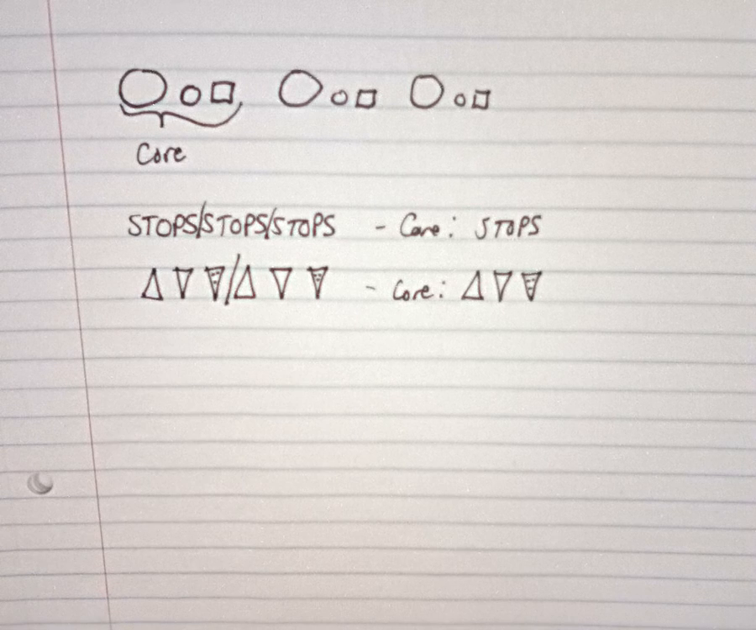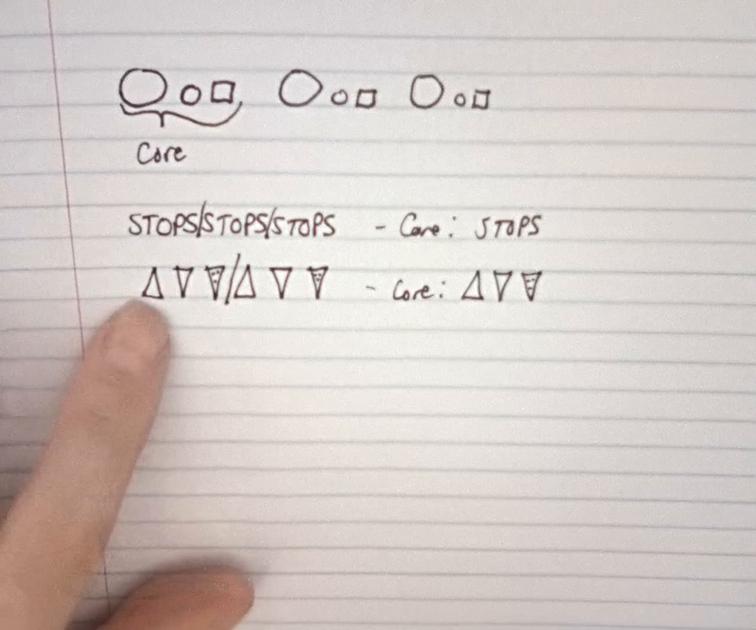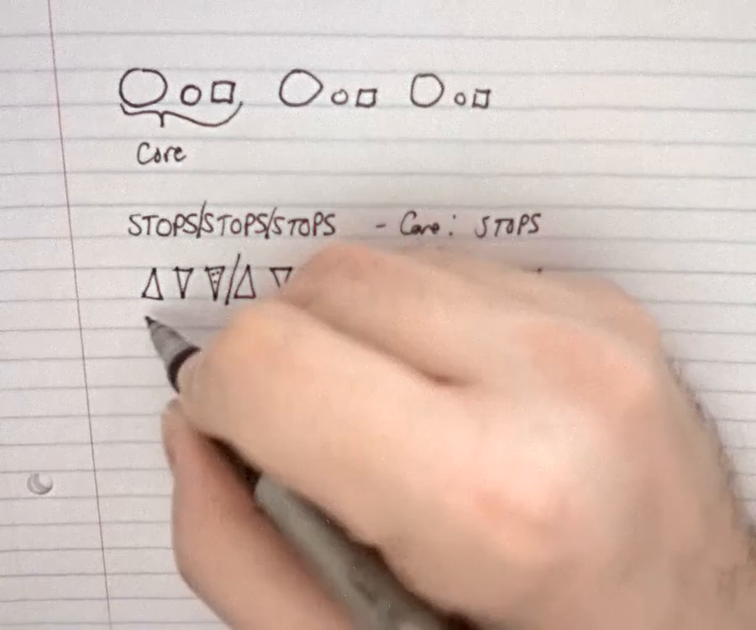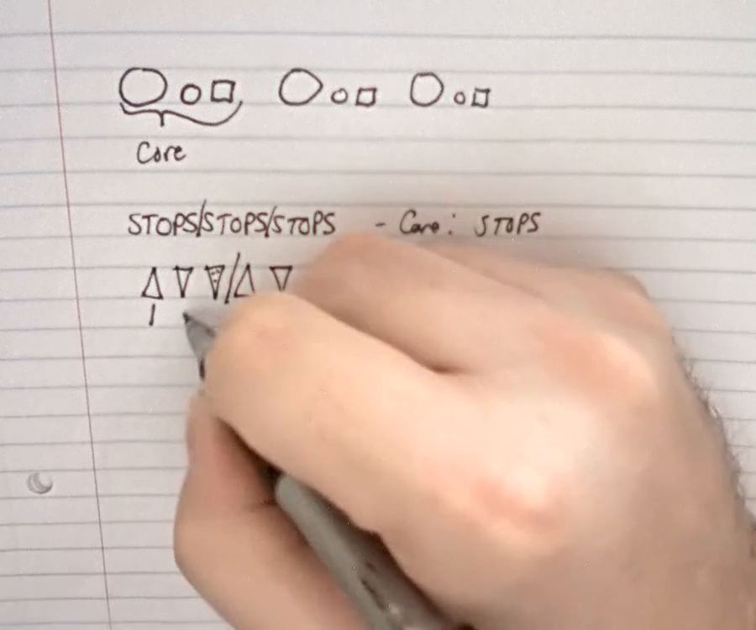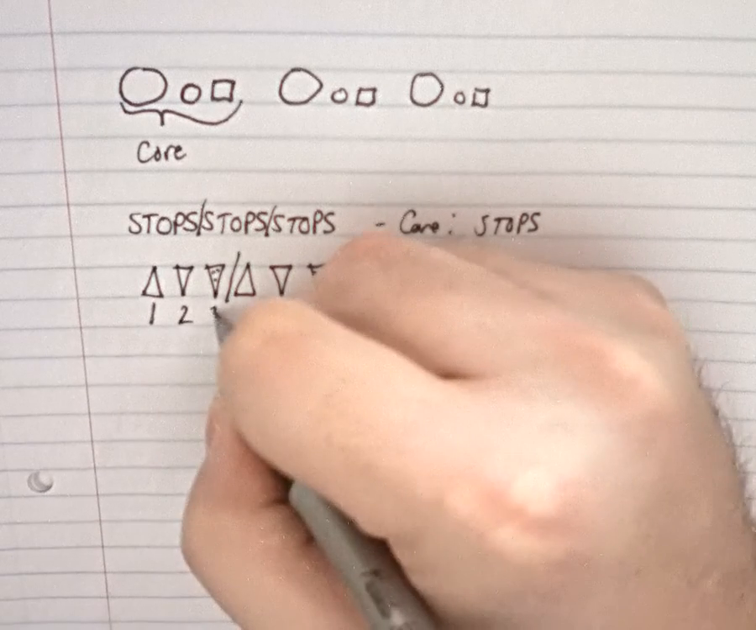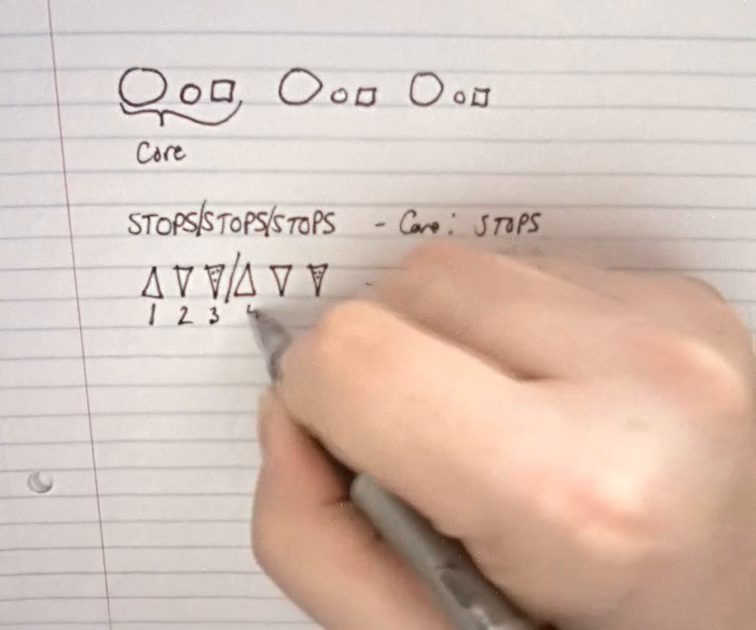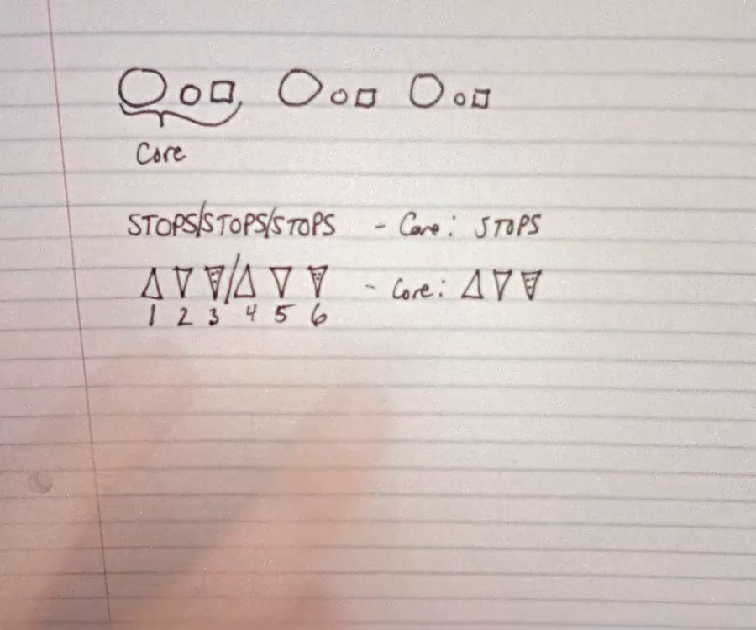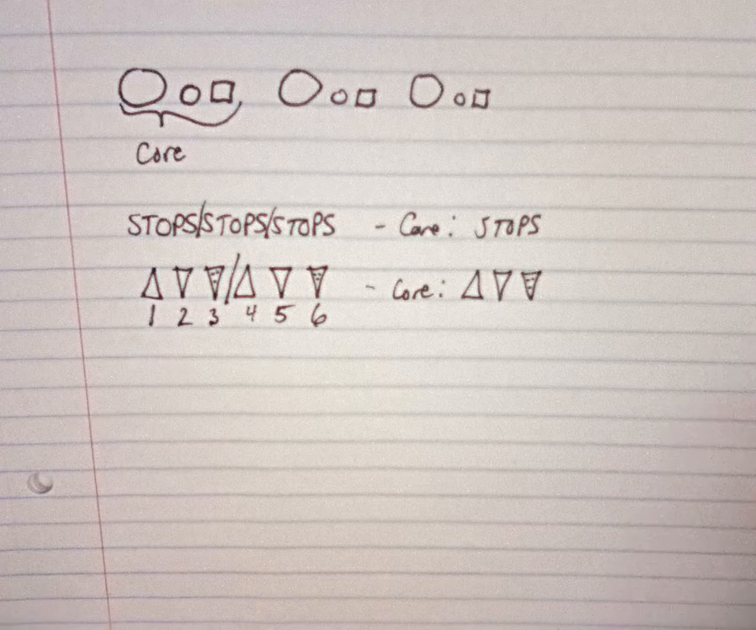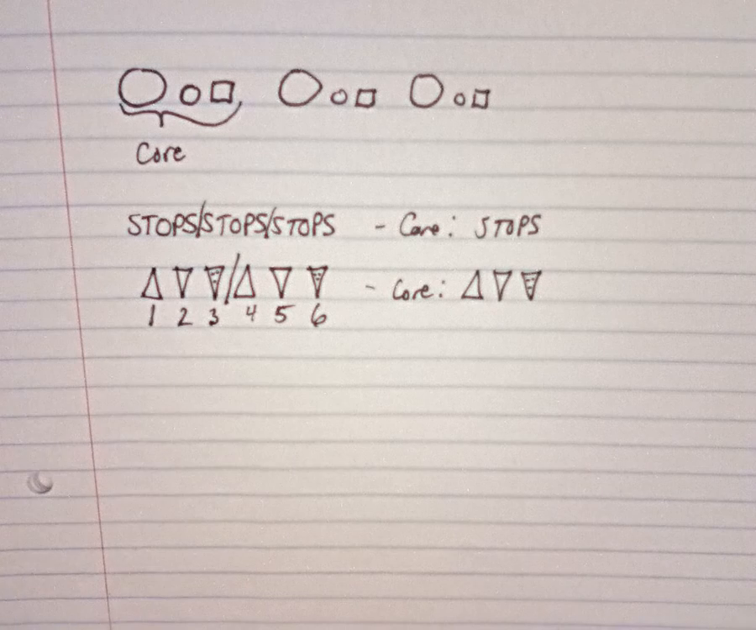So what is a term? Each term is just the symbol. So this would be term number 1. This would be term number 2, term number 3, term number 4, term number 5, and term number 6. So each individual shape, letter, whatever it may be, is a term in the sequence.